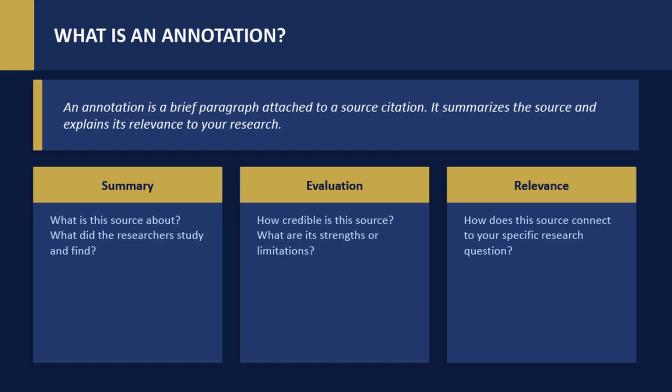So what is an annotation? An annotation is a brief paragraph attached to a source citation. It summarizes the source and explains its relevance to your research. So the summary should simply include what the research is about and what the researchers and the study find. And then the evaluation. How credible is the source and what are its strengths and its limitations? And then again, relevance. How does the source connect to your specific research question?